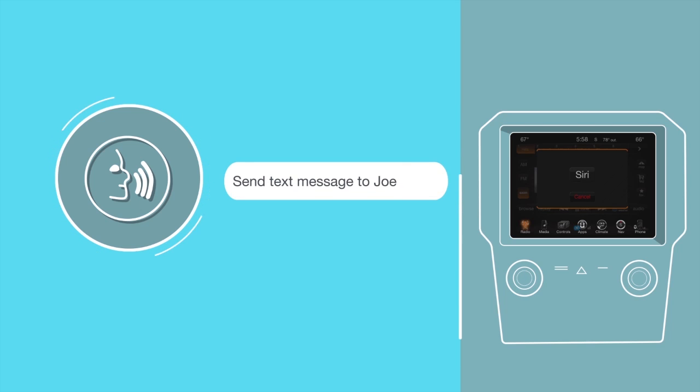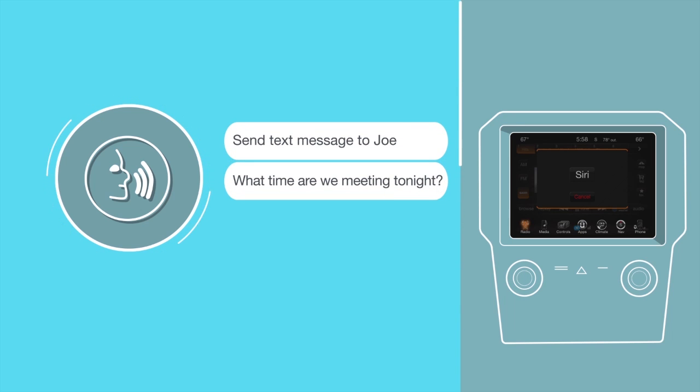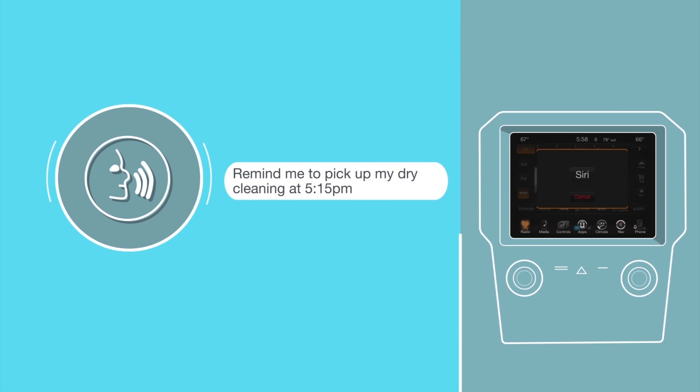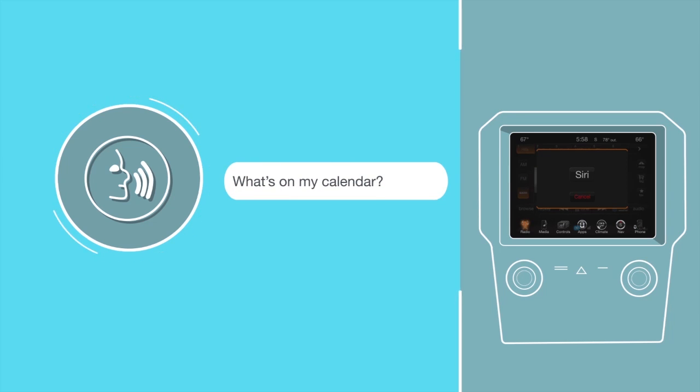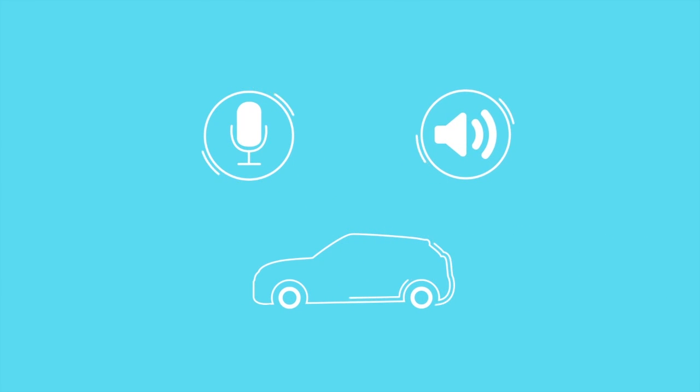Send text message to Joe. What time are we meeting tonight? Remind me to pick up my dry cleaning at 5:15 p.m. What's on my calendar? Please note, Siri uses your car's microphone and audio system.